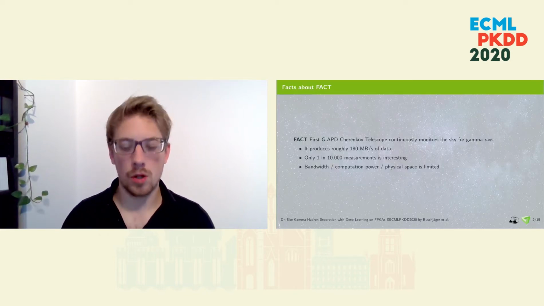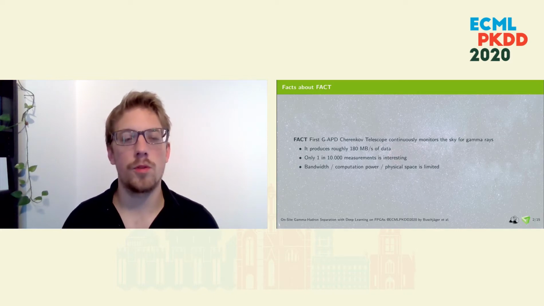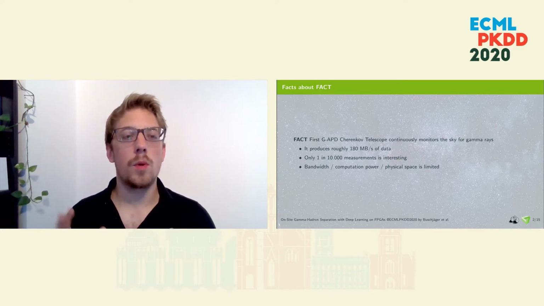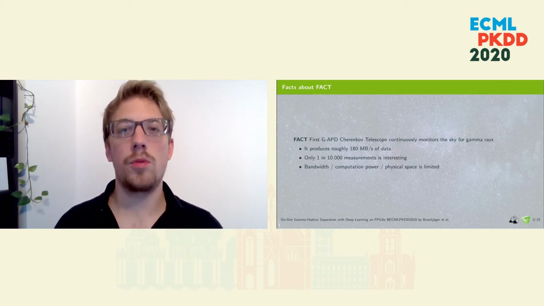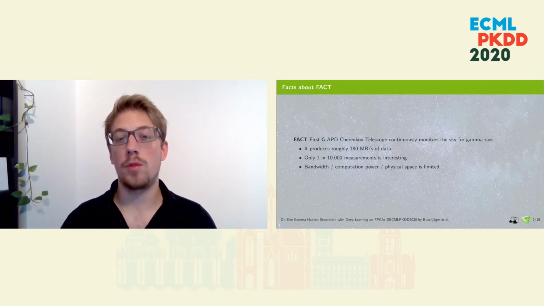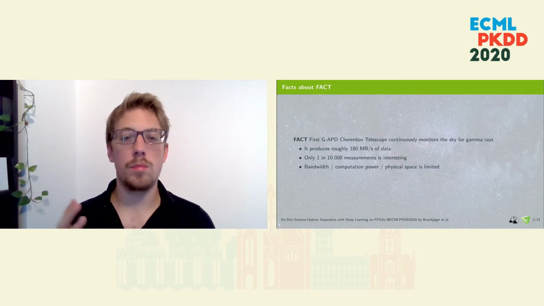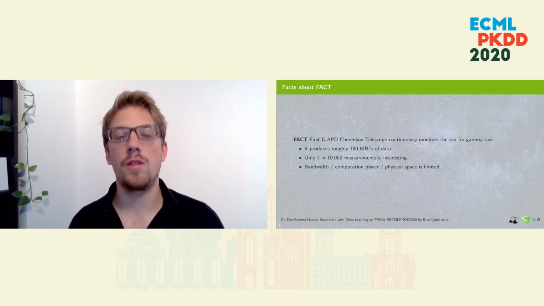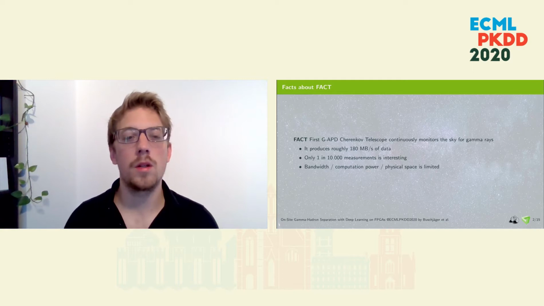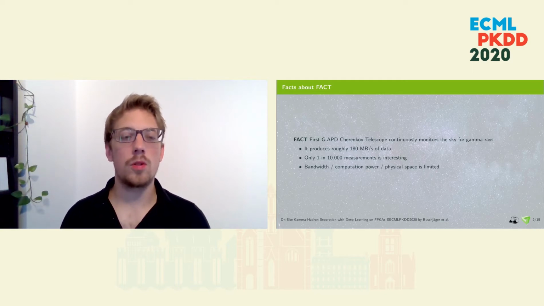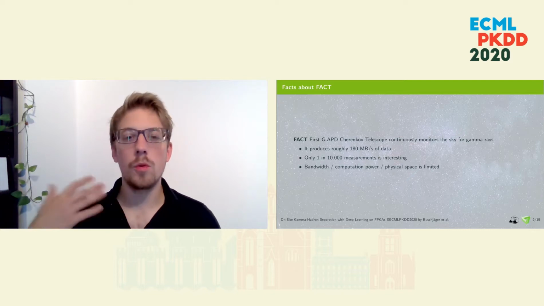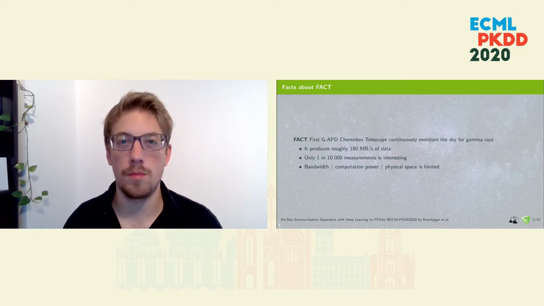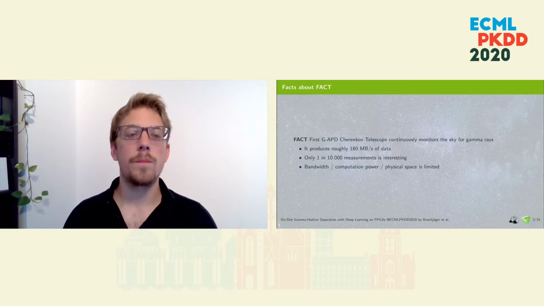Just to give you a little bit more context about this project, we work together with the FACT telescope, the First G-APD Cherenkov Telescope. It produces roughly 180 megabytes of data per second, or differently put, roughly 60 events per second. Of those, only 1 in 10,000 measurements are actually interesting. The remaining measurements are due to the ever-present background noise of the universe.